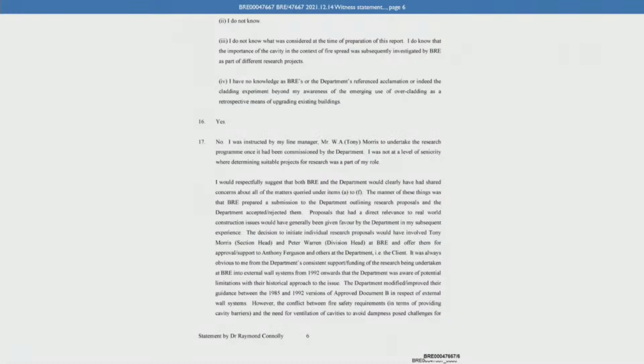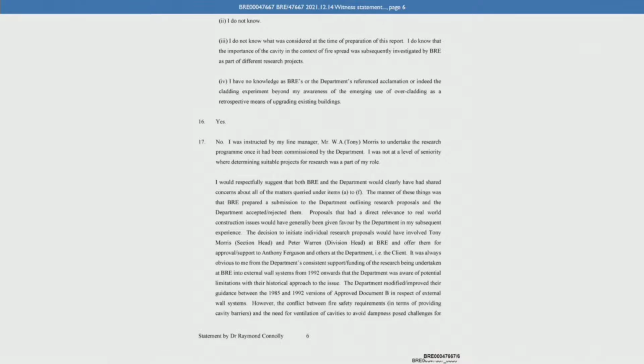Can we go, please, to Raymond Connelly's statement? That's at BRE 3047667. And I'd like to go to page 6, please, and about 6 lines up from the bottom of the page, on the right-hand side, can you see? Yes. He says, "It was always obvious to me from the department's consistent support or funding of the research being undertaken at BRE into external wall systems from 1992 onwards, that the department was aware of potential limitations with their historical approach to the issue.